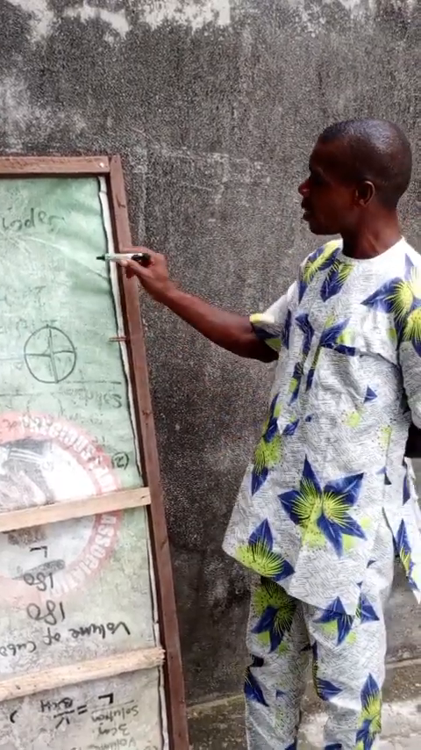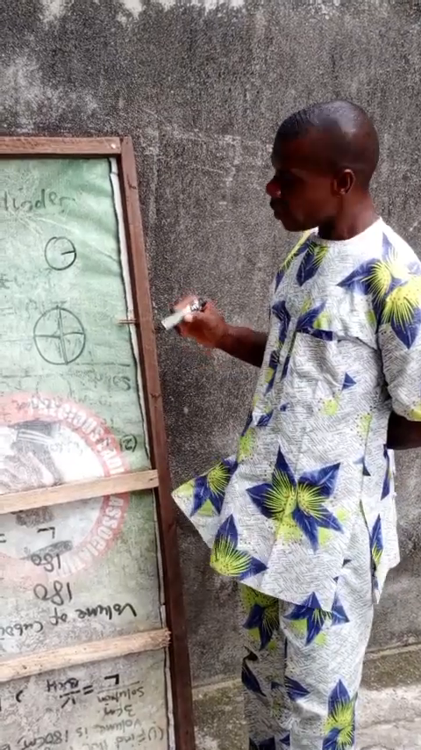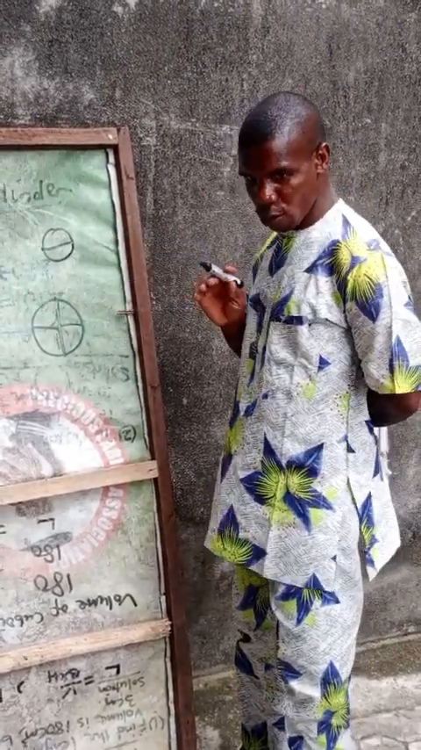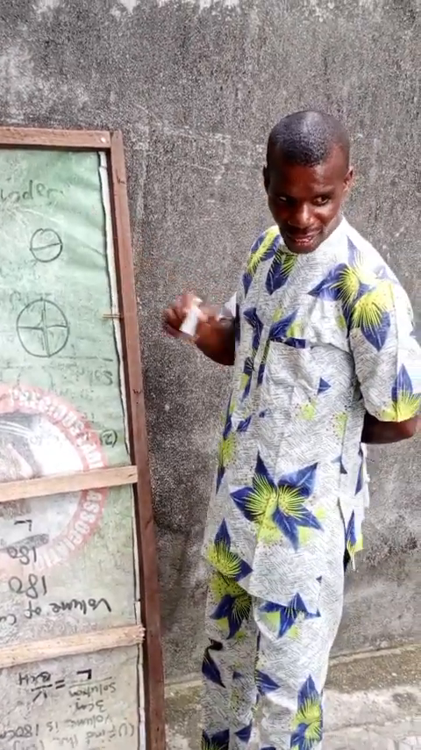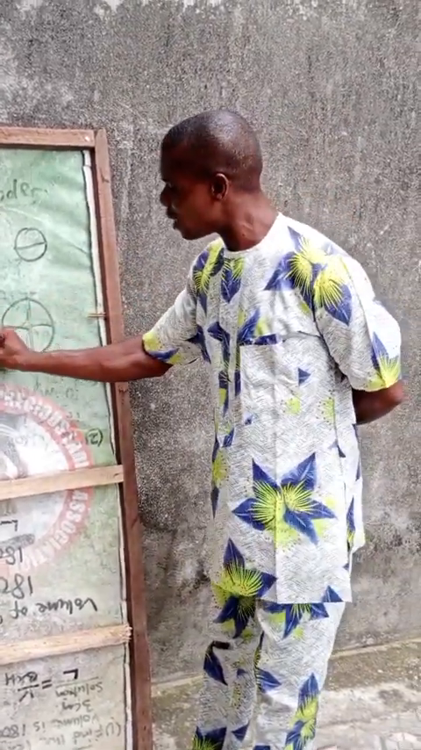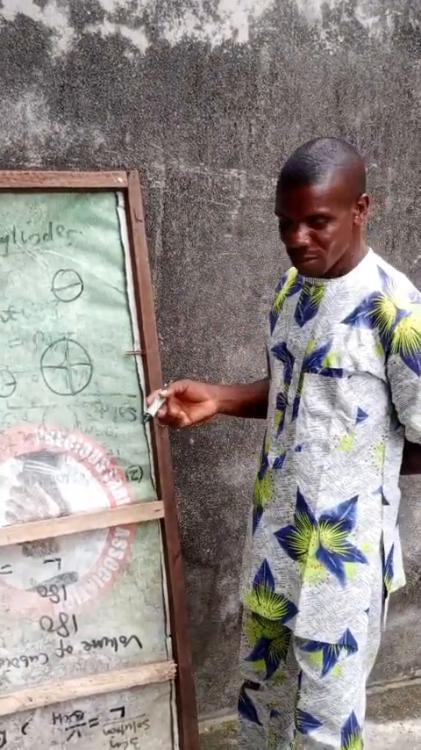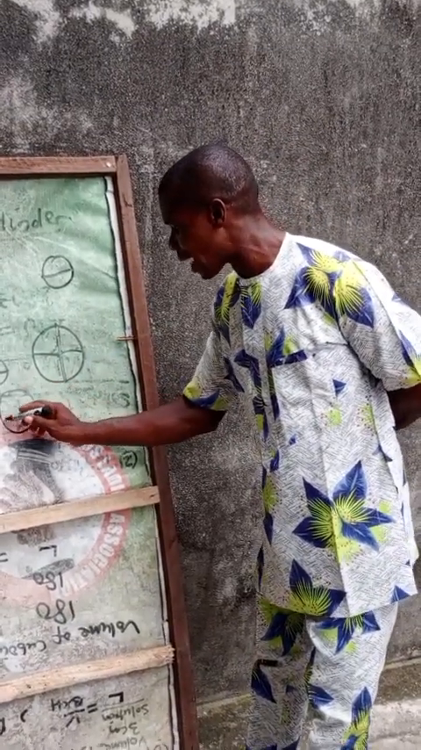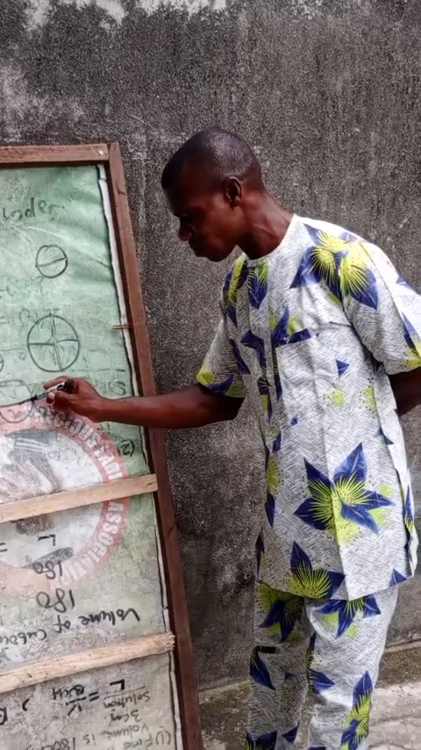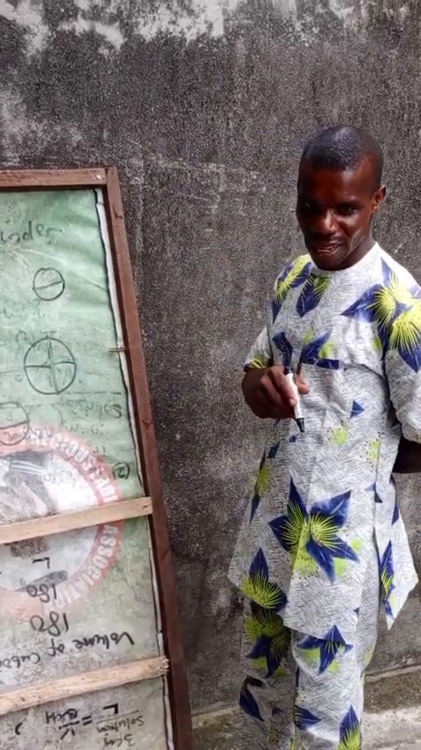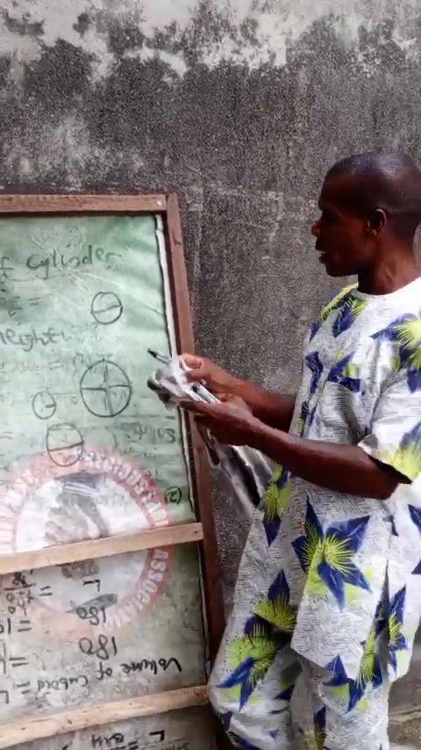That is to tell you that radius is half. Diameter is the full line, 2 times radius. So if the radius here is 2 cm, what will be the diameter? 4 cm. If the diameter here is 10 cm, what will be the radius? 5 cm. That is 10 divided by 2.